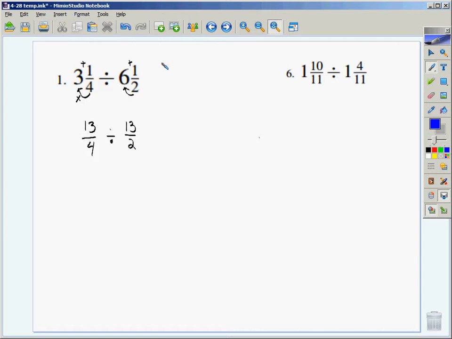Remember, with division, keep, change, flip. Keep 13 over 4. We're going to change division to multiplication, and we're going to flip this fraction to 2 over 13.